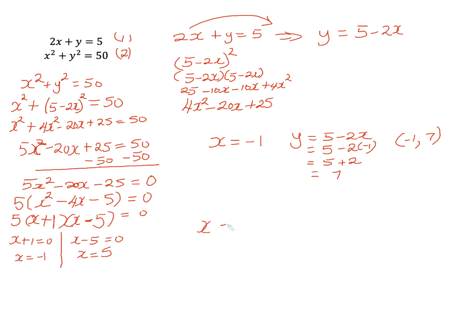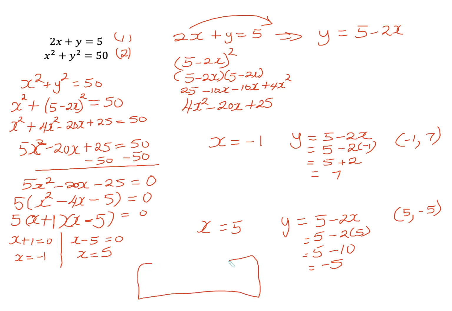Okay, let's see what happens when x is 5. So we're going to use y equals 5 minus 2x. That will be 5 minus 2, and x unfortunately is 5. So this is 5 minus 10, which has a value of negative 5. So when x is 5, y has a value of negative 5. So this will have two solutions. So my solution here, let's put it in this box, is going to be negative 1 comma 7, or it's going to be 5 comma negative 5.